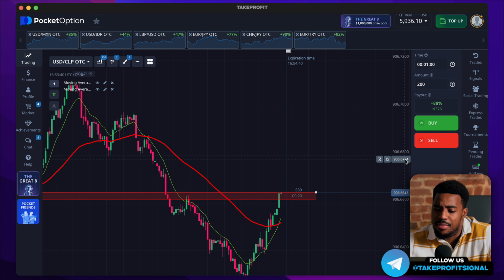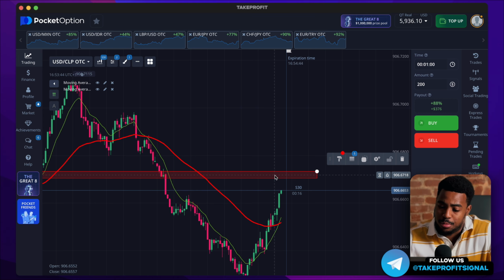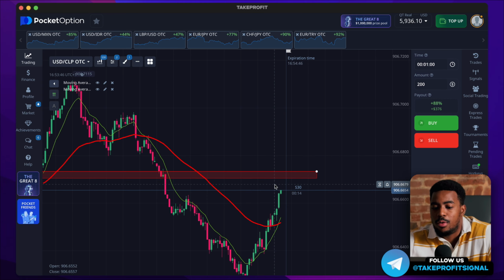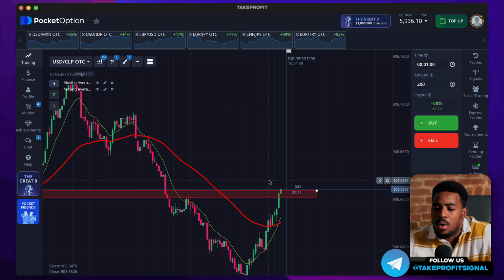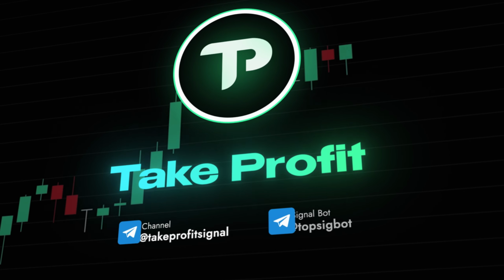Yes, if nothing were in our way. But if the area were, say, over here, I would have opened a trade for an upward movement. But since we are already at the resistance zone, it's essential to wait for its breakout.